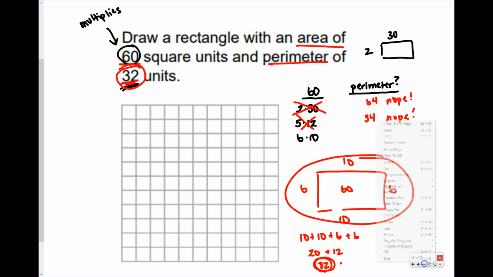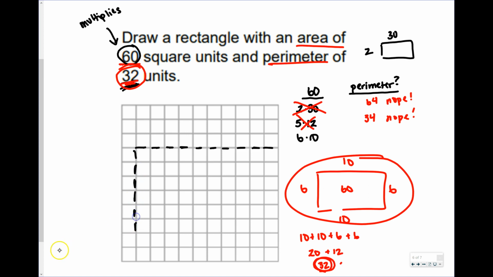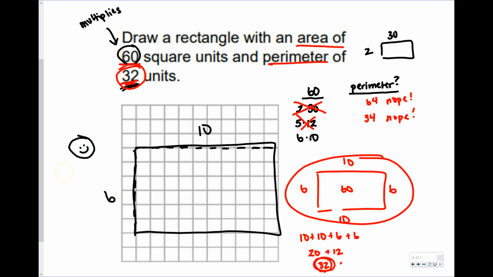So it's 10 long and 6 wide. So I'm just going to count here. 1, 2, 3, 4, 5, 6, 7, 8, 9, 10. Okay, and then 6 down, 1, 2, 3, 4, 5, 6. Now I can draw my rectangle, label it with 10, label it with 6, and I will say, hooray, you did it. You found a rectangle that has an area of 60, but also a perimeter of 32.